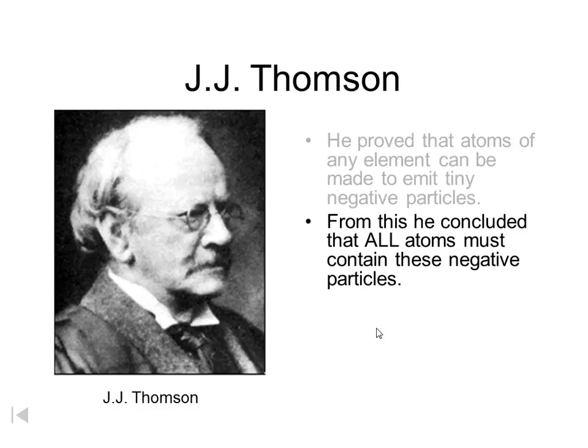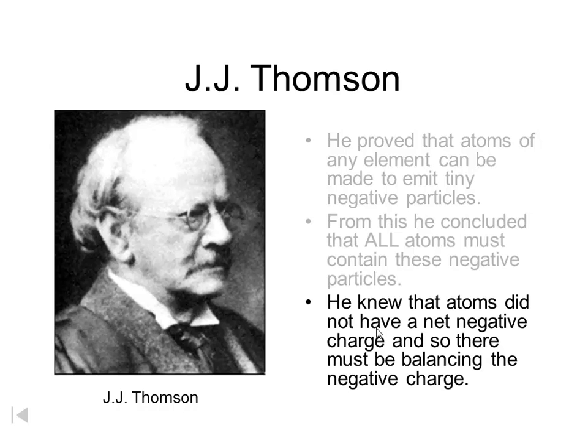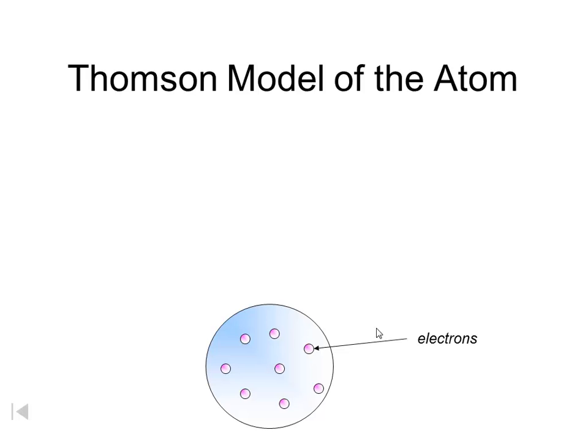So, since there was no overall charge on an atom, he figured out there must be another charge balancing that out. So it must be a positive charge and a negative charge balancing it out. So he came up with the idea of the plum pudding model. I call it the chocolate chip cookie model.